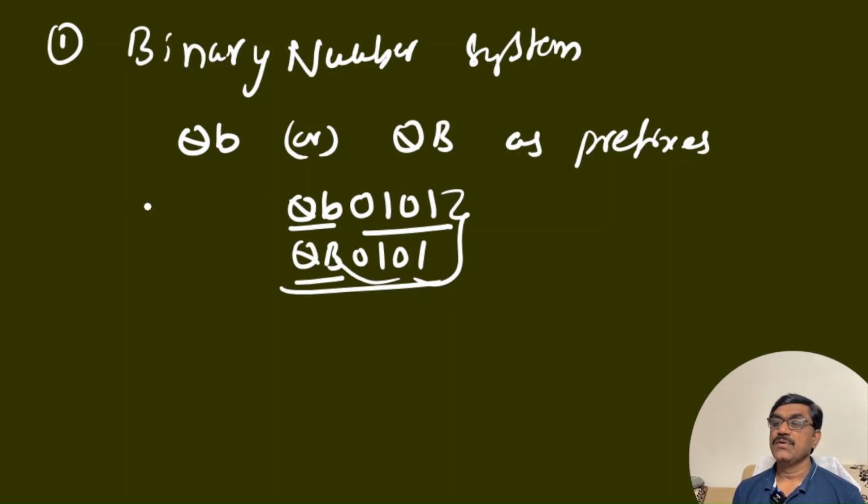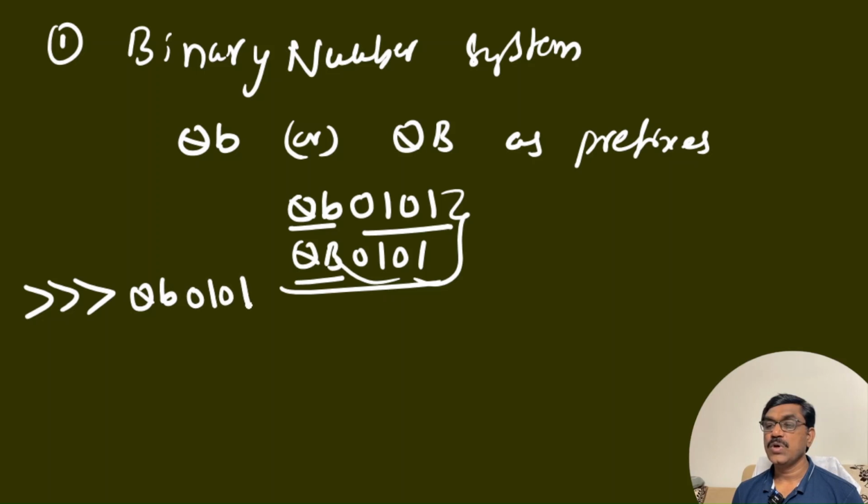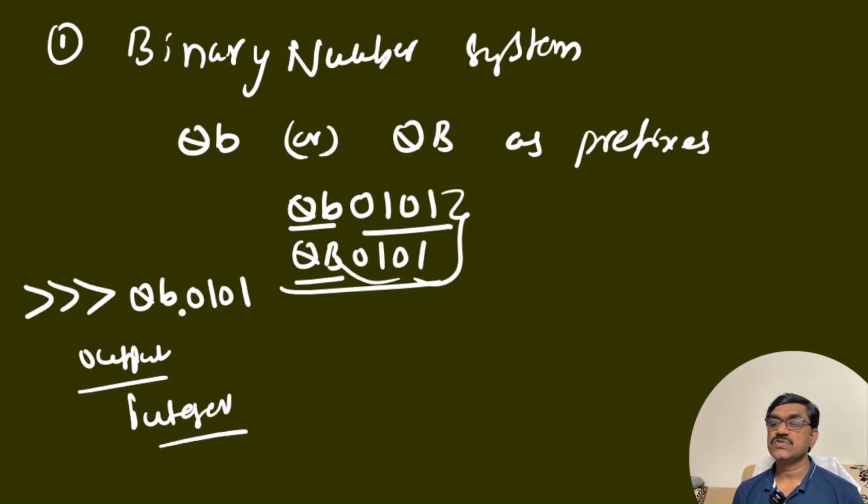Whenever we run Python code using the command prompt or Python shell, we get this prompt. At this prompt, whenever we give 0b0101, what is the output we are going to get? We are going to get an integer. What is the integer value we get when we give 0b0101? That is very, very important.